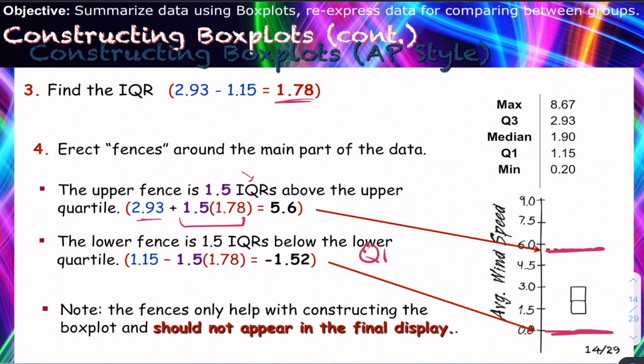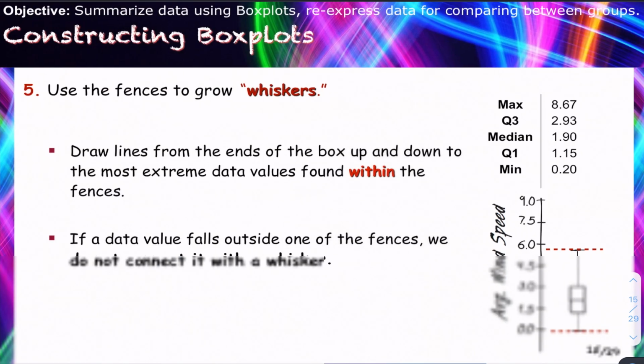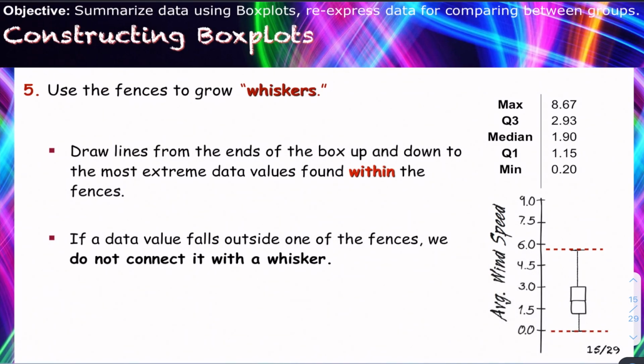Note, the fences only help with constructing the box plot and should not appear in the final display. So use the fences to grow the whiskers. Draw lines from the ends of the box up and down to the most extreme values found within the fences. If a data value falls outside one of the fences, we do not connect it with a whisker.